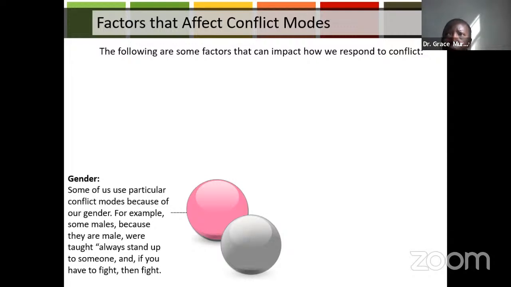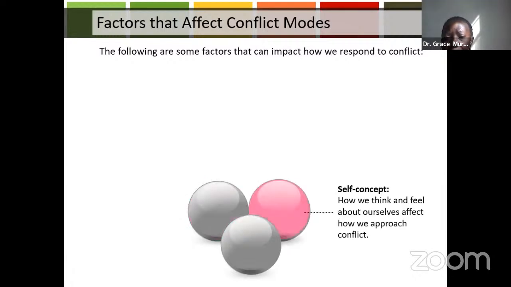Women, on the other side, are told to keep quiet, don't talk back, listen. So we are somehow trained to avoid the conflict, maybe because of our culture. So gender will sometimes be related to our socialization, to our culture and how we are socialized. That is what affects the gender response to conflict. How are we socialized?